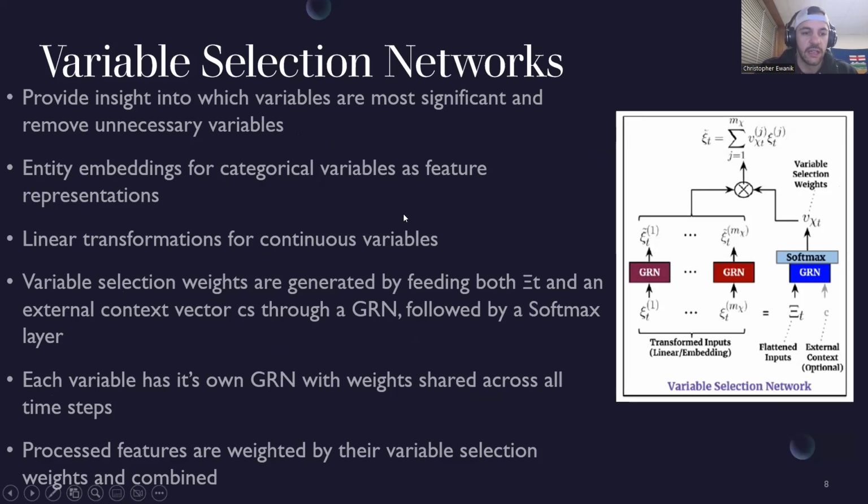Again, we have linear transformations, and a big part here is that for our categorical variables we're doing entity embeddings, and for our continuous variables we're doing linear transformations. Each variable has its own GRN with weights shared across all time steps. So basically this is how we're inputting some of our variables and deciding the weights, seeing how the model values what it wants to value.